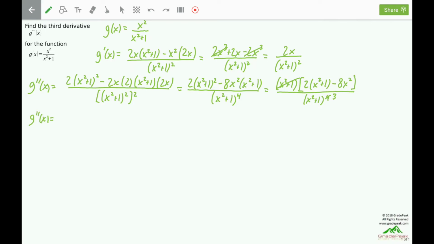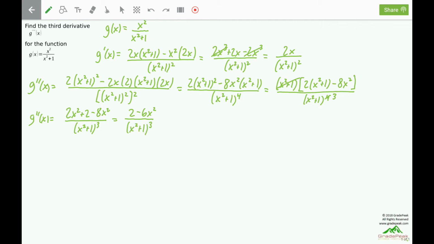Now in the numerator, we can distribute this 2 in here. So we will have a 2x squared plus 2 minus x squared over x squared plus 1 cubed. And we can combine like terms in the numerator. Now I have a 2 that I'll write first since it's the positive term. I have a 2x squared minus a 8x squared, which will give us a negative 6x squared. And I'll write that second. It's customary to put the positive terms first, the negative terms later.